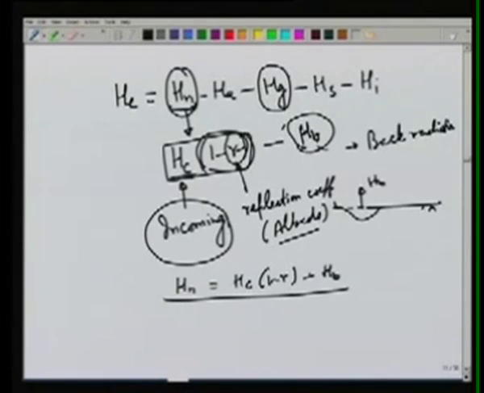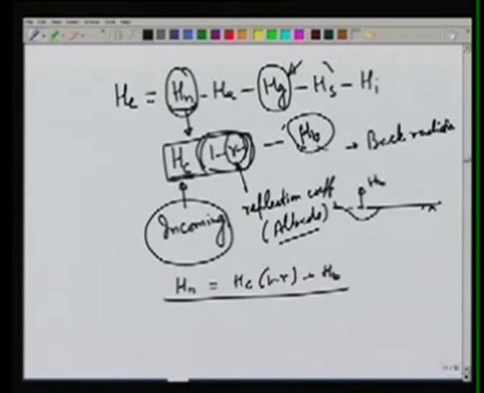Hg is the amount of heat which is transferred to the ground. Knowing the ground temperature and the water body temperature, this is also easy to obtain. Hs is the heat storage within the water body. Knowing the water body temperature and the change, we can obtain this also easily. Hi, heat advected out of the water body, is again, knowing the amount of water which is going out of the water body, we can estimate this also very easily. So other terms are easy to obtain except Ha.